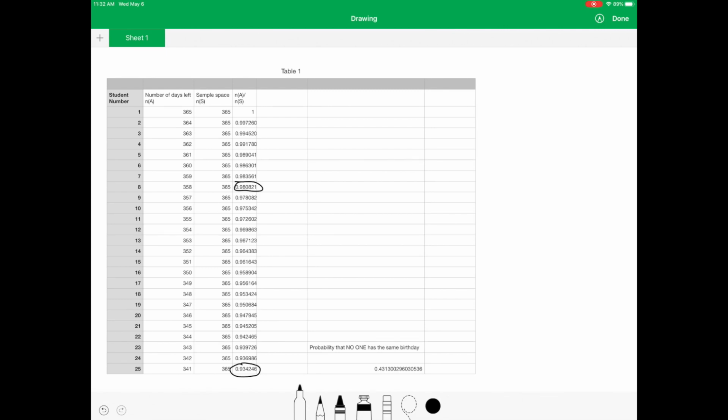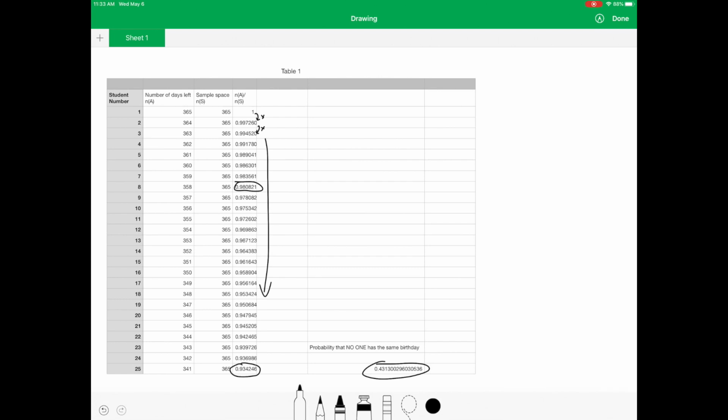However, we're looking at the probability that every single person has their own unique day. So what we're doing is we're taking this and we're multiplying it by this, and we're multiplying, and we just keep going down this whole probability column there. And we end up with the probability that no one has the same birthday is a 43% chance.